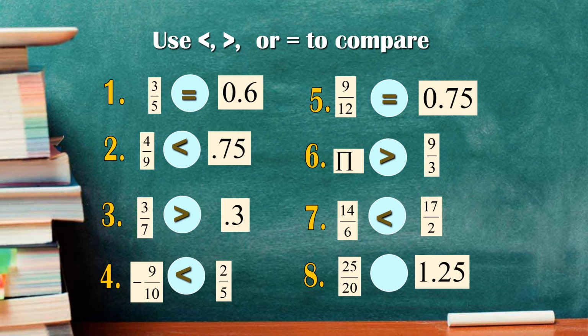Okay. How about number 8? 25 divided by 20, does it equal 1 and 25 hundredths? Yes, class. That's correct. It is the same, or equal.